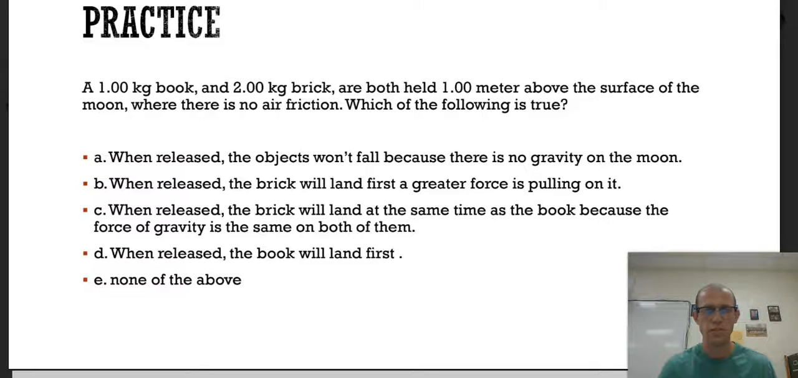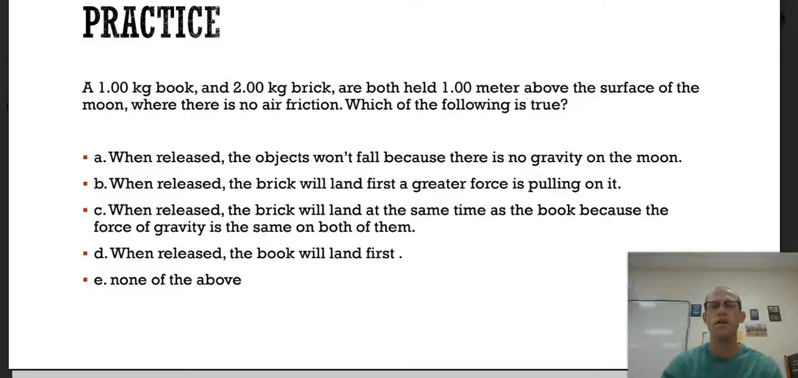When released, the objects won't fall because there is no gravity on the moon. When released, the brick will land first. When released, the brick will land first because a greater force is pulling on it. When released, the brick will land at the same time as the book because the force of gravity is the same on both of them. When released, the book will land first, or none of the above.